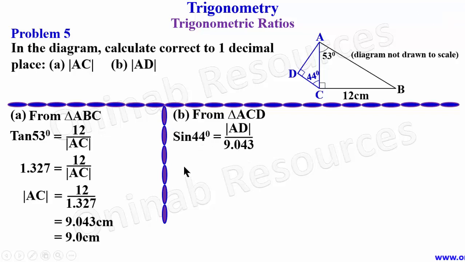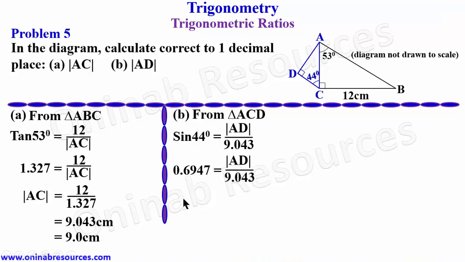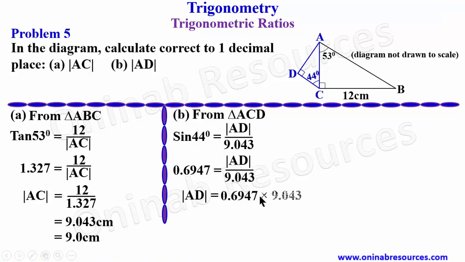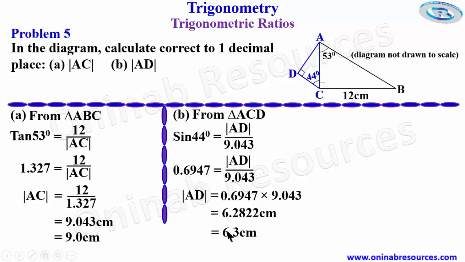And the value of sine 44 degrees is 0.6947, equal to AD over 9.043. Making AD the subject of the relation, we're going to have it as 0.6947 times 9.043, and that gives 6.2822 centimeters. And to one decimal place, we are going to have it as 6.3. The digit is 8, so we round it up by adding 1 to 2 to give us 6.3 centimeters. That's all for AD and the entire problem 5.